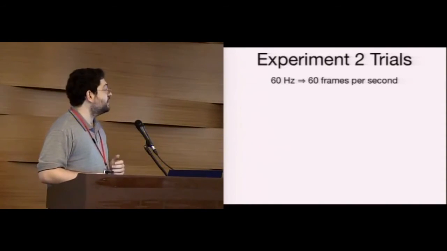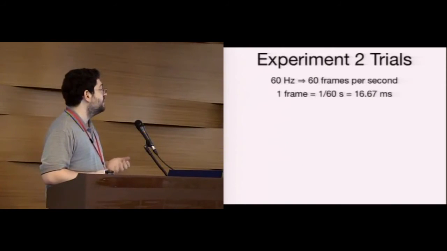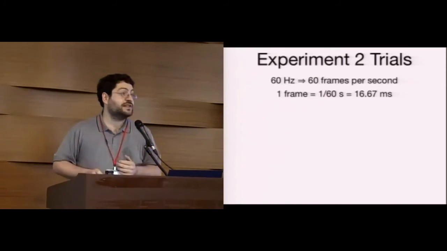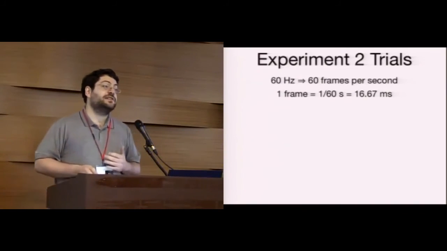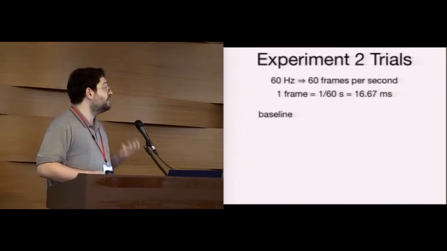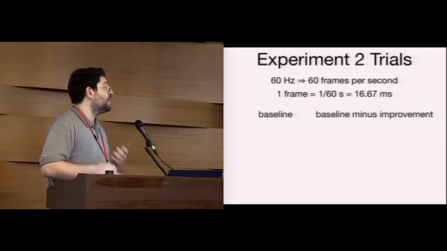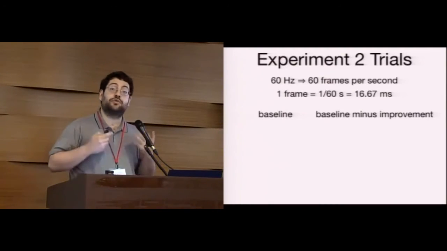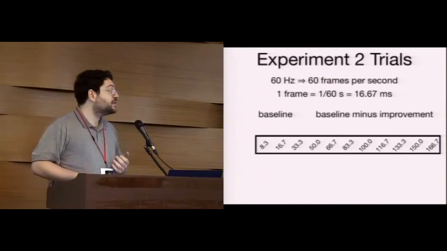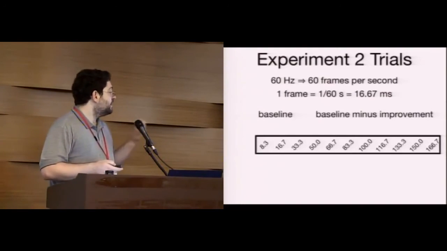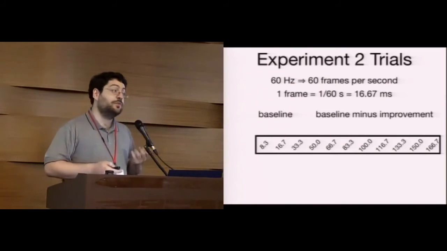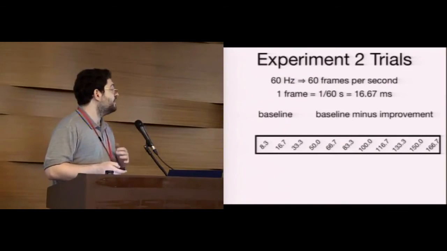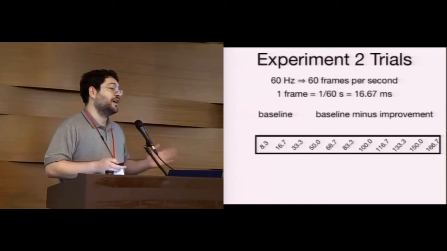So running at 60 hertz means 60 frames per second. So every frame is 16.67 milliseconds. So what we did is we started with a variety of baseline latencies, and then we took those baselines and we subtracted an improvement in latency. So our baselines were listed here. So we started off with 16.7, right? That's our baseline value for everything. That's a single frame of latency.